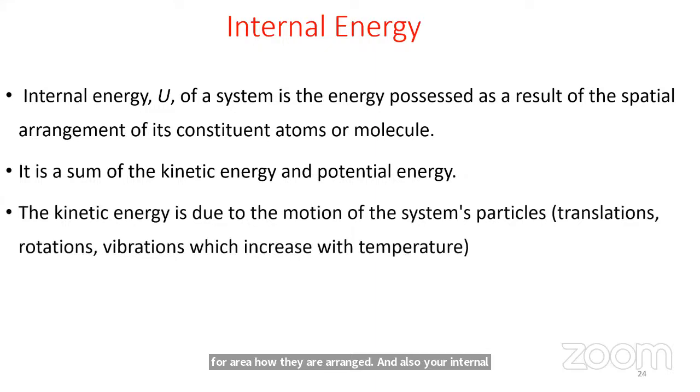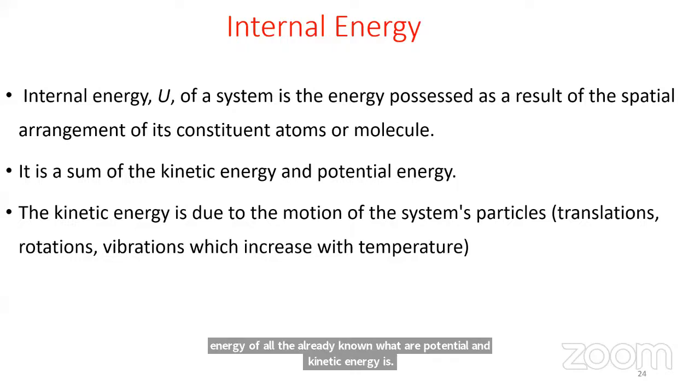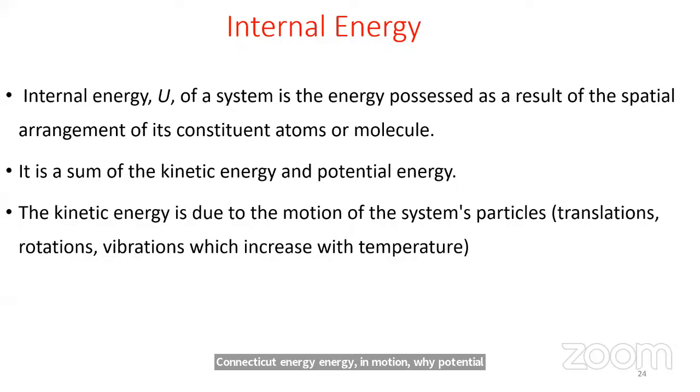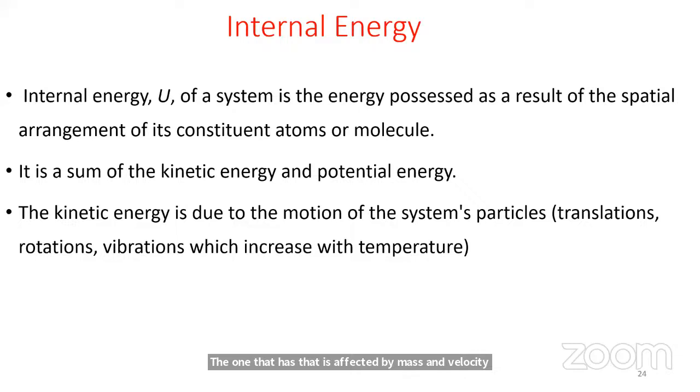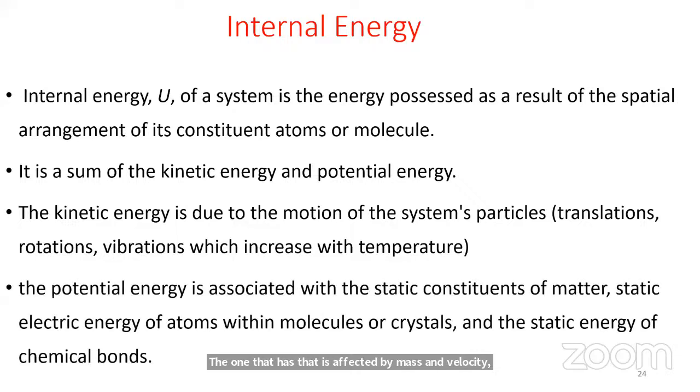We've already known what potential and kinetic energy are. Kinetic energy is energy in motion, while potential energy is stored energy when it's at a particular place. And this energy, as we said, can be translational, rotational, vibrational. I also explained to you that it can be affected by temperature. The kinetic energy is affected by mass and velocity and also the temperature, because the higher the temperature, the higher the rotation.